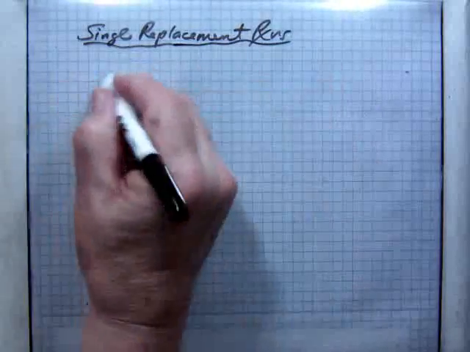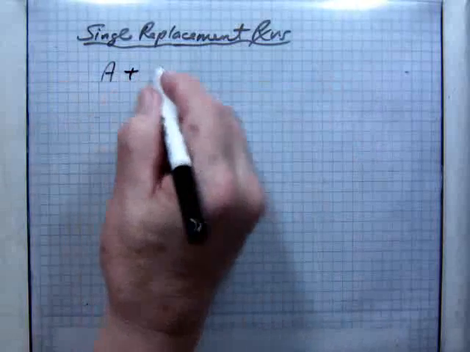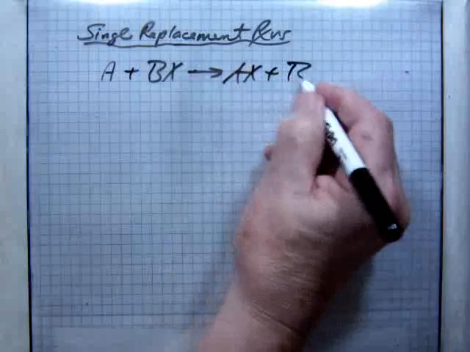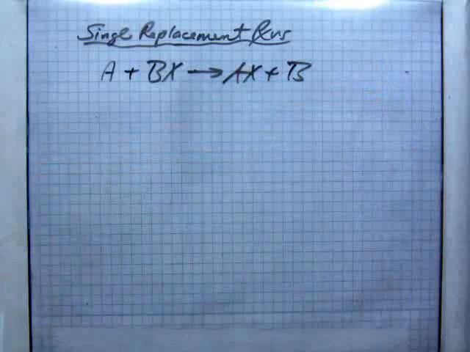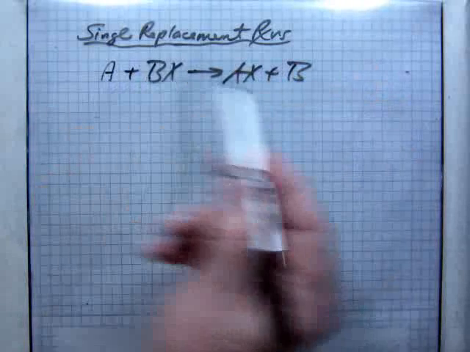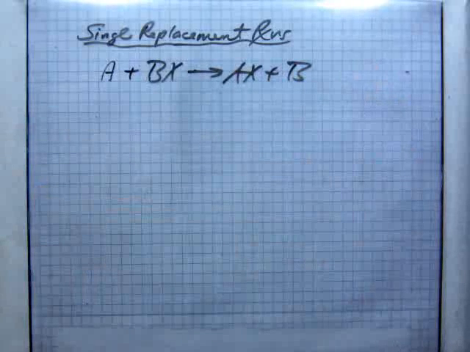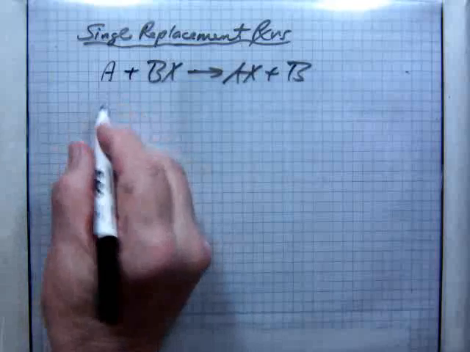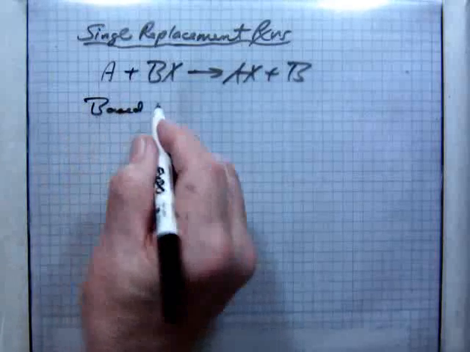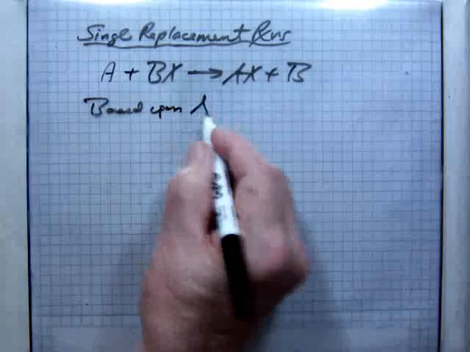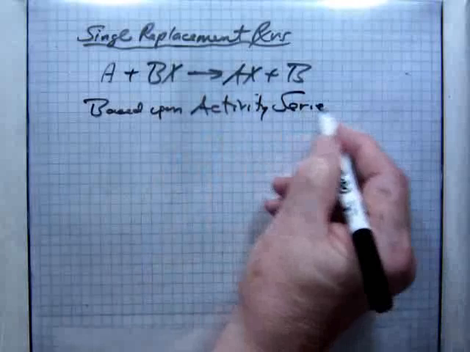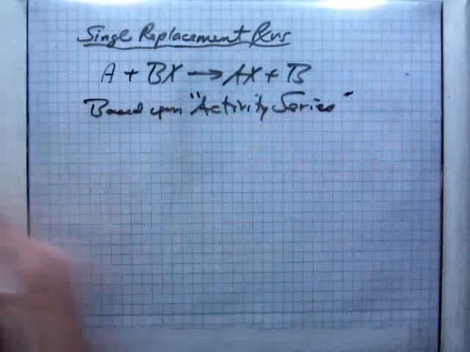These have an empirical form: A plus BX goes to AX plus B, and is an oxidation reduction. Notice that A replaces B and forms the product AX, and B is sometimes called a leaving group. At any rate, this is based upon what we call the activity series. Predicting the outcome of a single replacement.